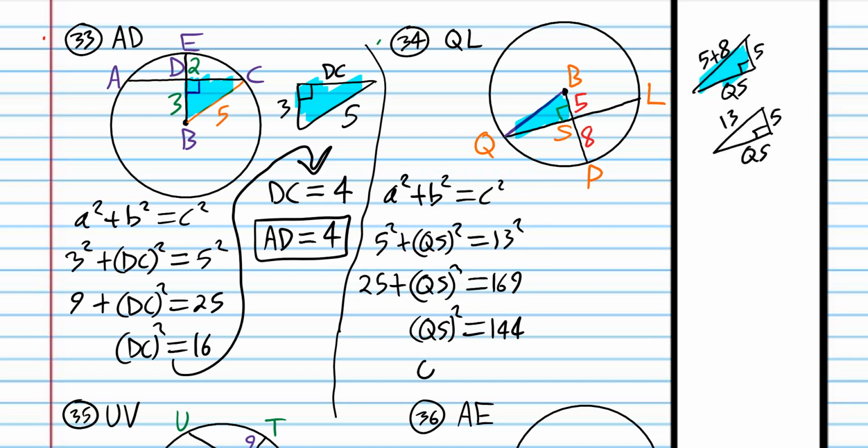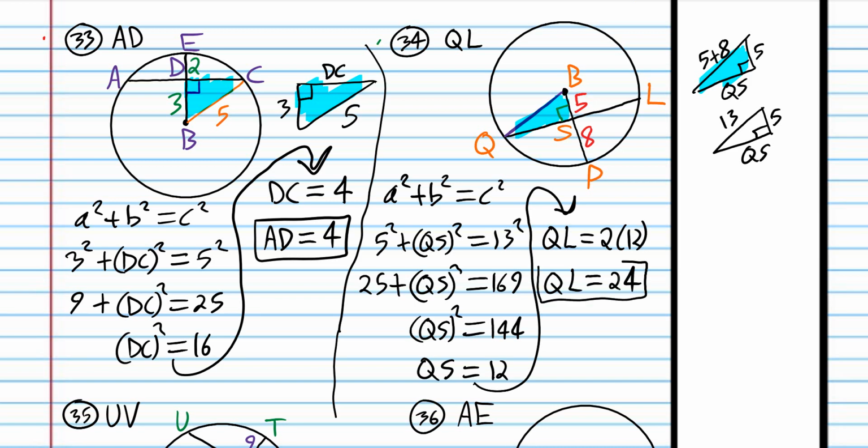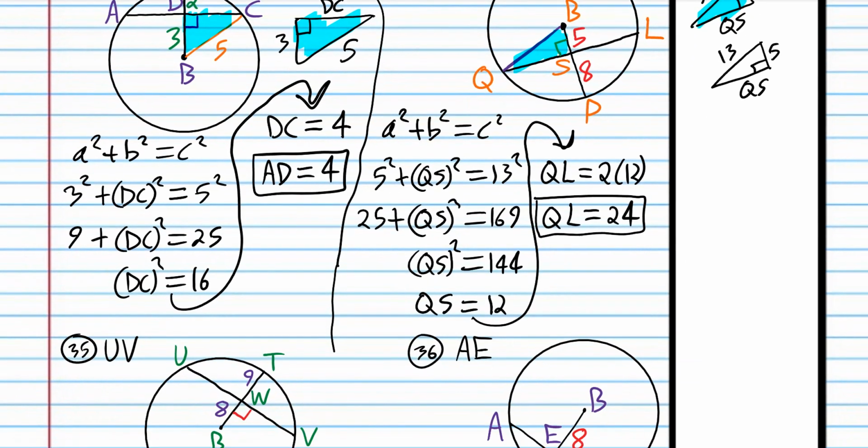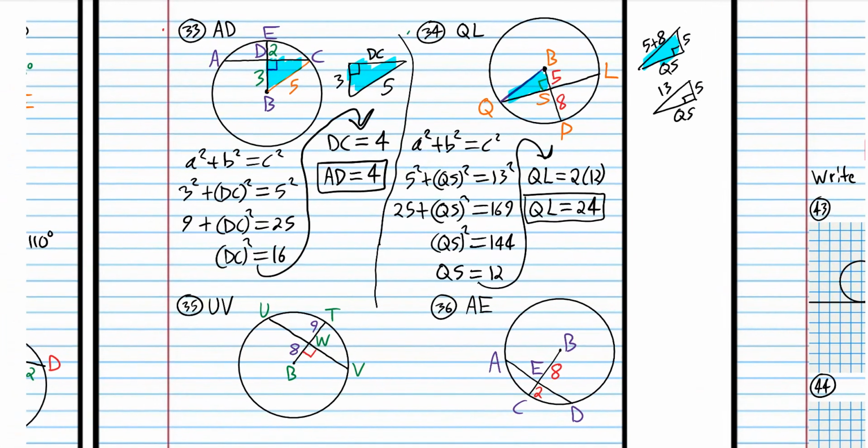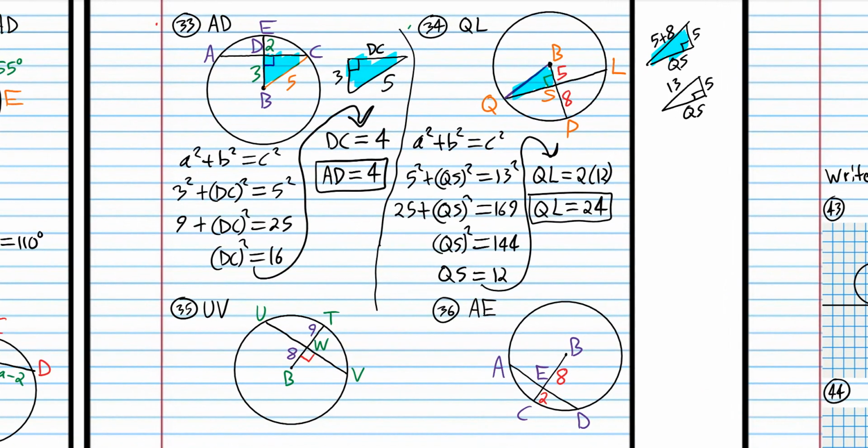So now we can say square root both sides, and qs is equal to 12. But we don't want qs, we want ql. So ql is equal to 2 times 12, and we get 24. So again, these problems are a little tricky, but you can do them. So try number 35, and when you come back, we'll do it together.